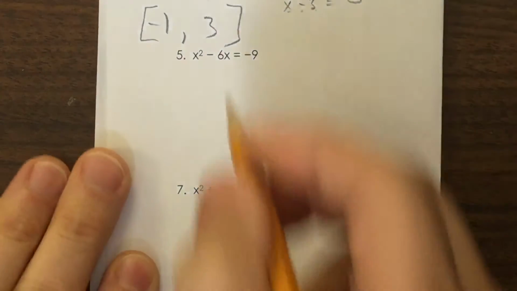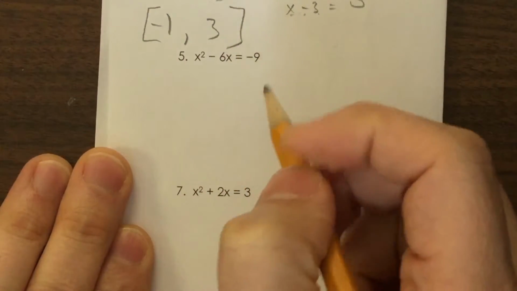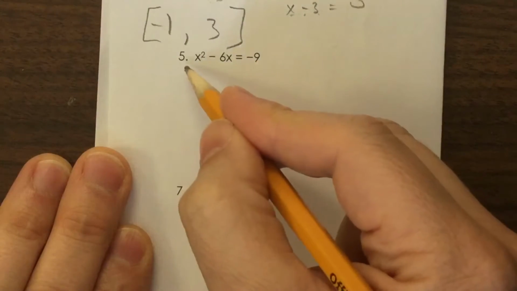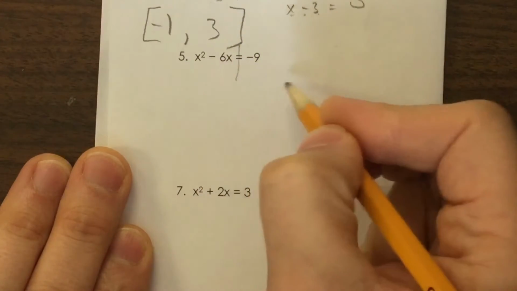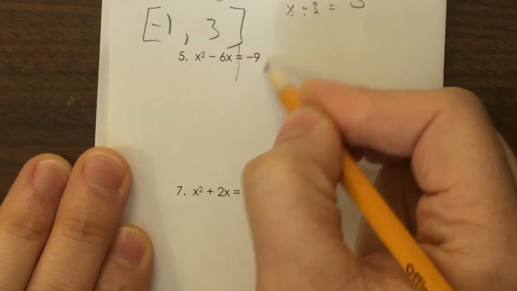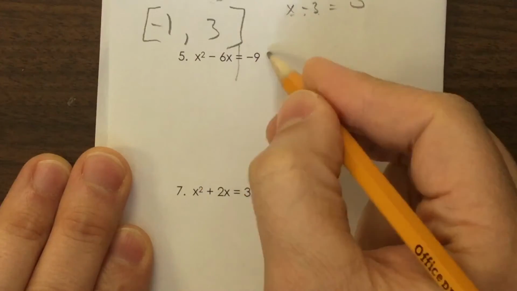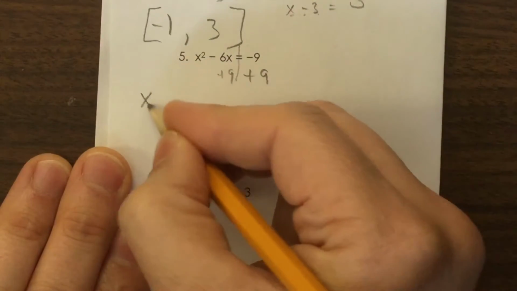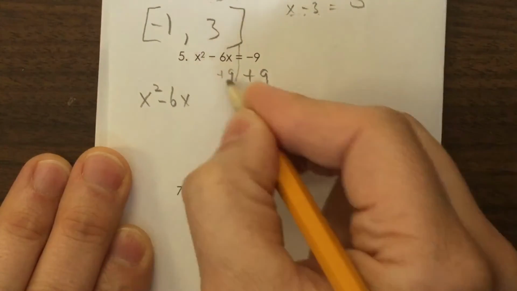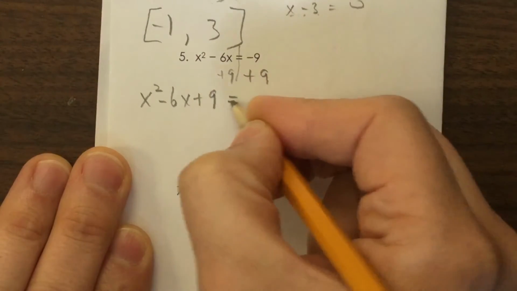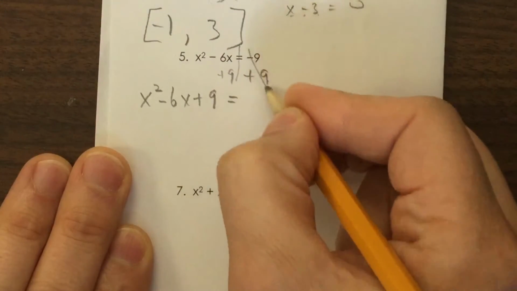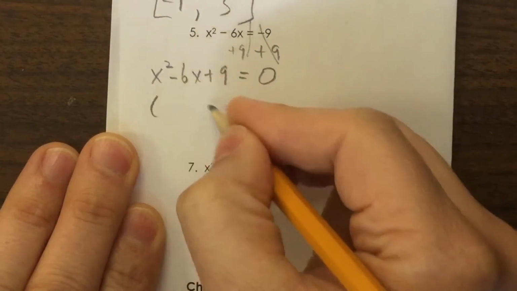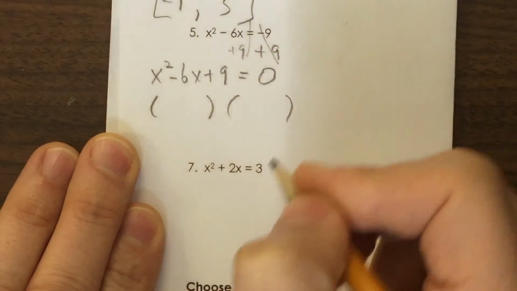Let's do number 5. X squared minus 6x equals negative 9. Now this one's not ready to factor yet. I need everything on one side of the equal sign. So I'm going to draw my wall and do opposite math to move this negative 9 over to the other side. Opposite of negative 9 is positive 9. So I'm going to rewrite the left side: x squared minus 6x plus 9. And all I have left over here is 0 because everything else is gone. So it equals 0. Let's separate that into my two factors in parentheses.